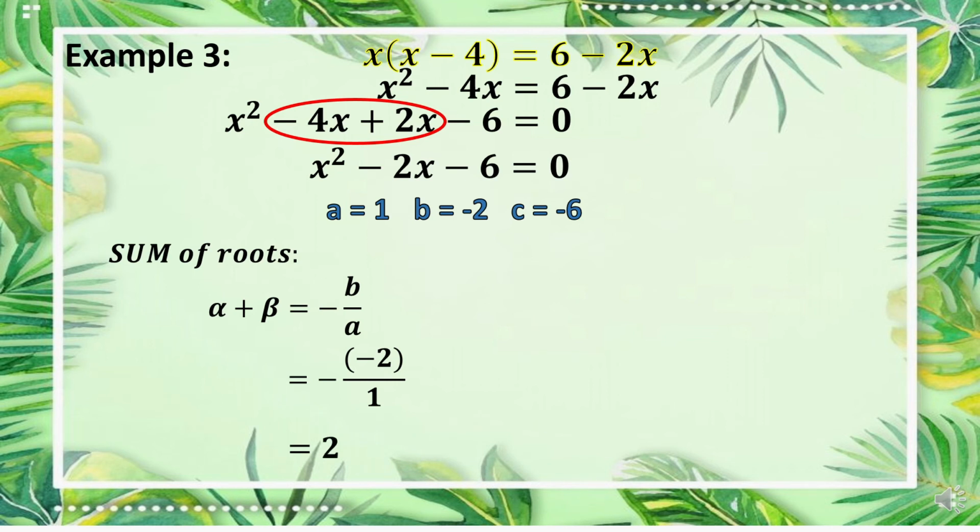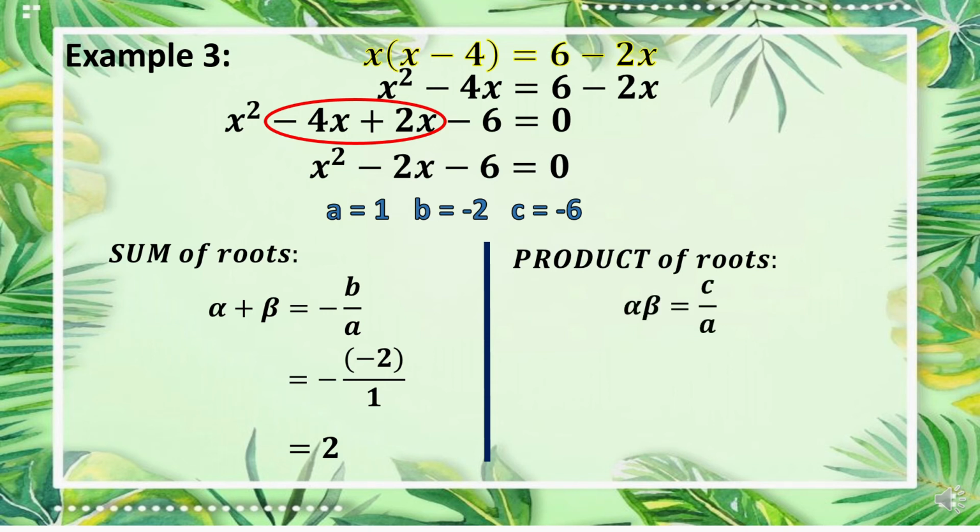Now, for the product of roots, let's substitute the values of c over a. And that is negative 6 over 1. So, our answer for the product of roots is equal to negative 6.